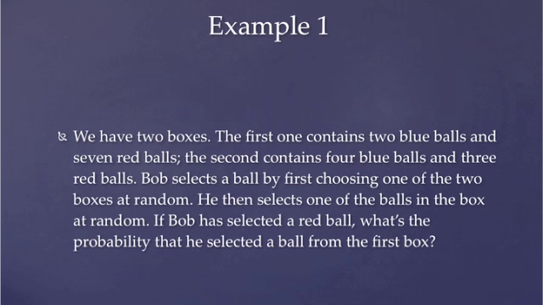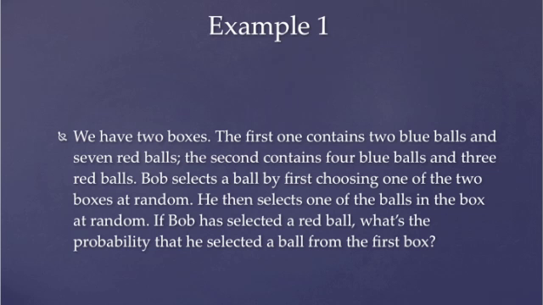We have two boxes. The first one contains 2 blue balls and 7 red balls. The second one contains 4 blue balls and 3 red balls. Bob selected one ball by first choosing one of the 2 boxes at random. He then selected one ball in the box at random. If Bob has selected a red ball, what is the probability that he selected a ball from the first box?